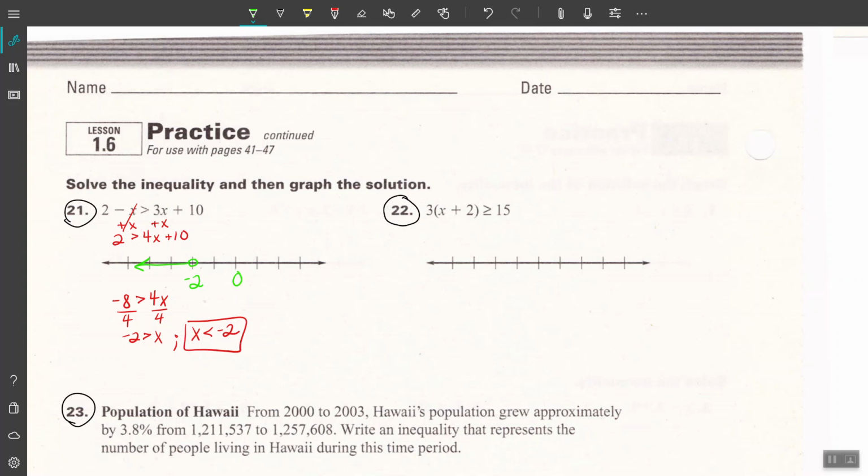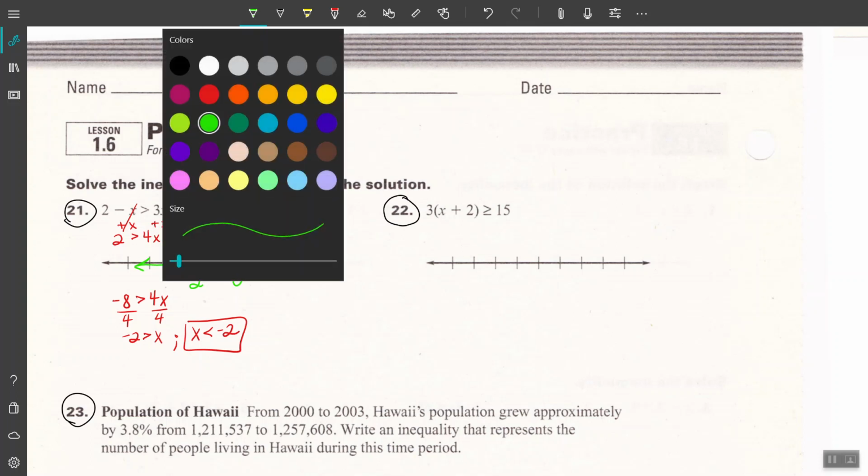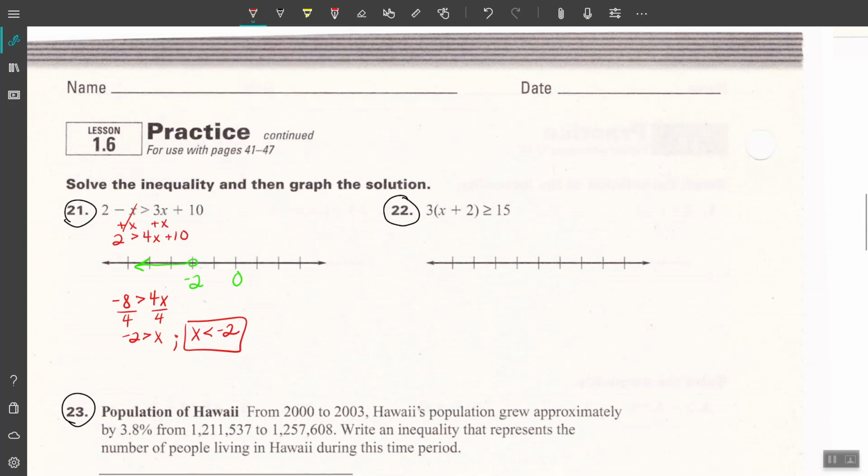On number 22, same deal again as the one on the front. We could distribute the 3 to the x plus 2, but we don't have to because those two are just entities being multiplied together. Then I can divide through by that 3 and skip the distributing step. Either way is right. Just depends on what you prefer. And then I'll end up with x is greater than or equal to 3.